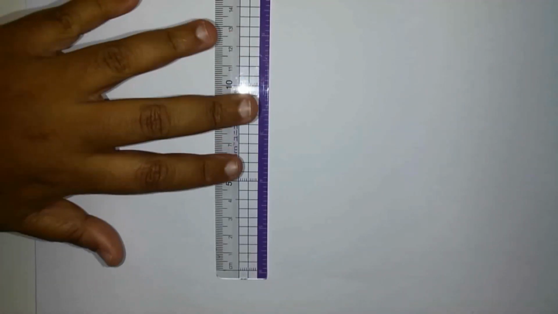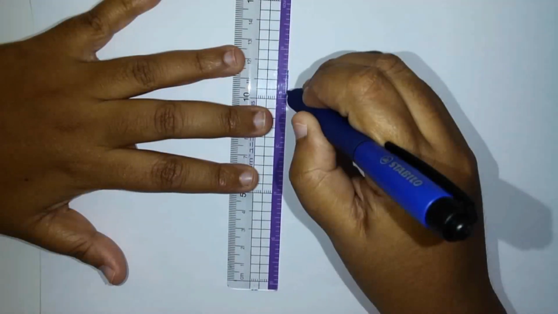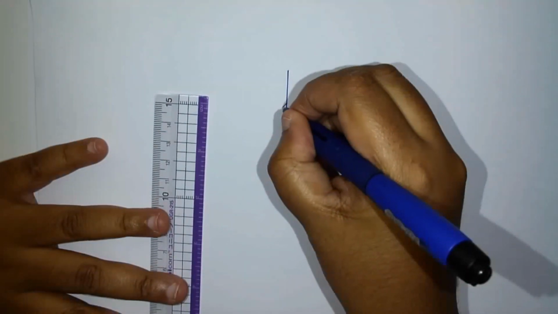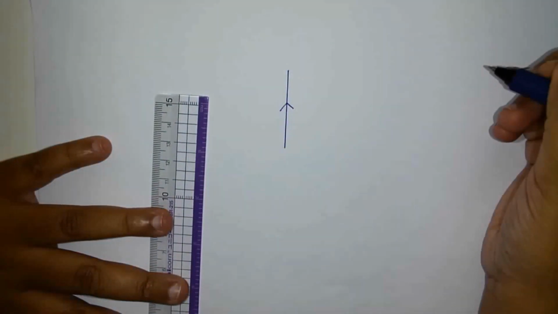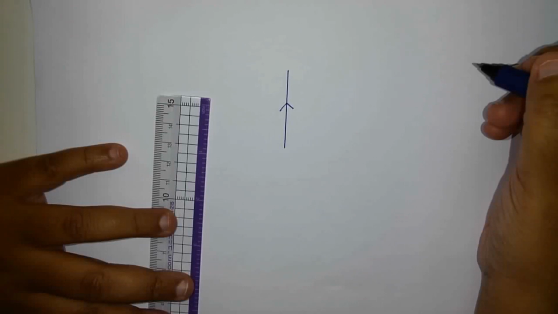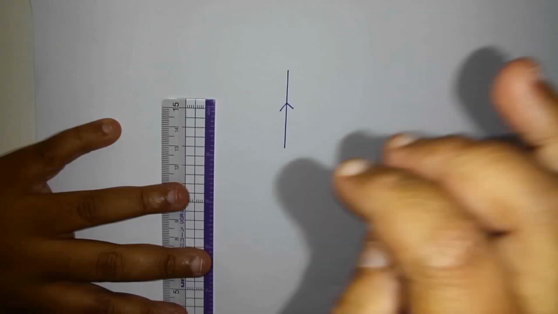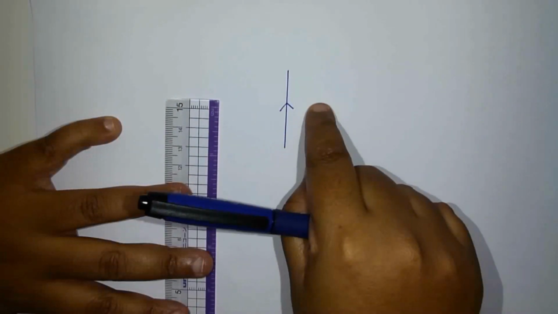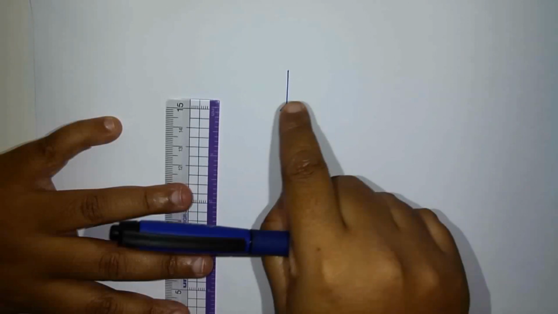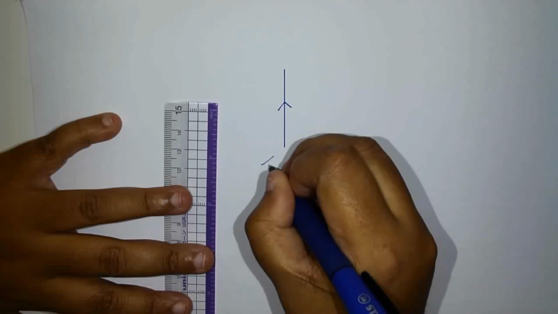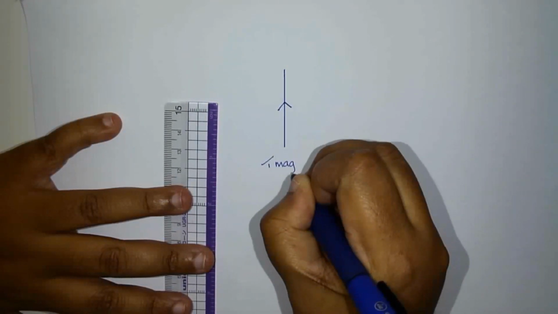Magnetic field due to current in a straight wire. Alright, so I have a straight wire here, and the straight wire is carrying a current. When there's a current flowing in a straight wire or in a conductor, there will be a magnetic field produced around the wire. So now, let's talk about the magnetic field.